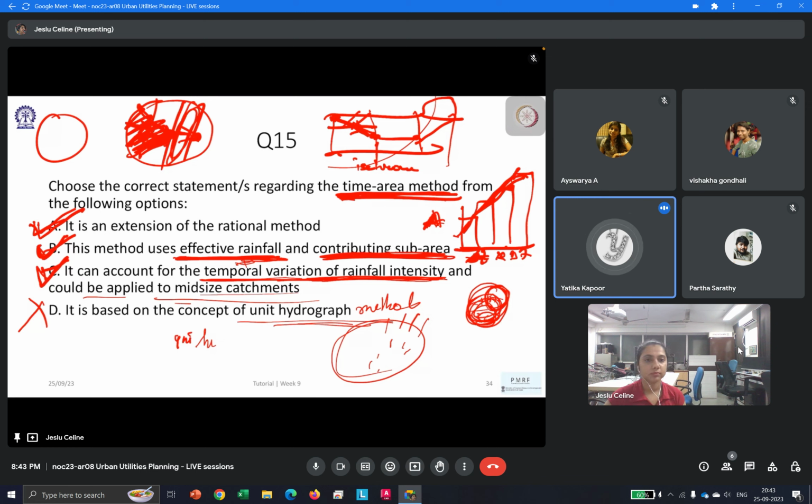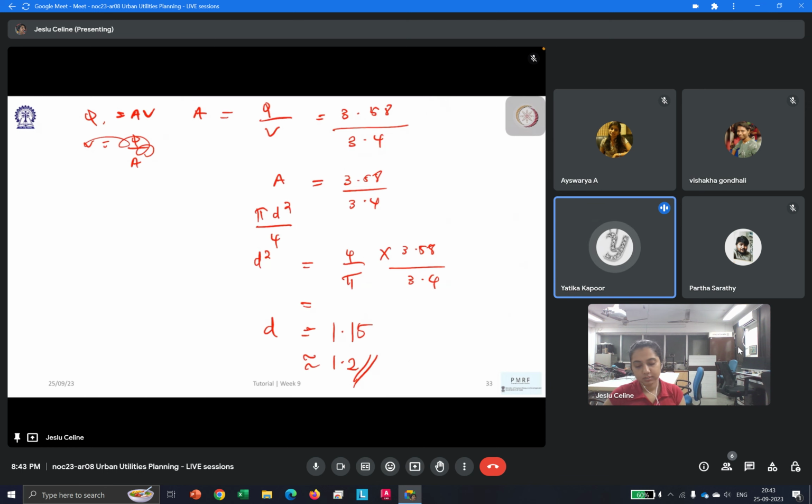Another point written over here is that the time area method transforms a storm hydrograph into a runoff hydrograph. Since it's based on the time area histogram, I think this is wrong. Could you explain this point? Yeah, but that is given in this week's assignment, so I can't say whether it's right or wrong. I know that that is wrong, but could you explain the point it mentions, the storm hydrograph and runoff hydrograph?